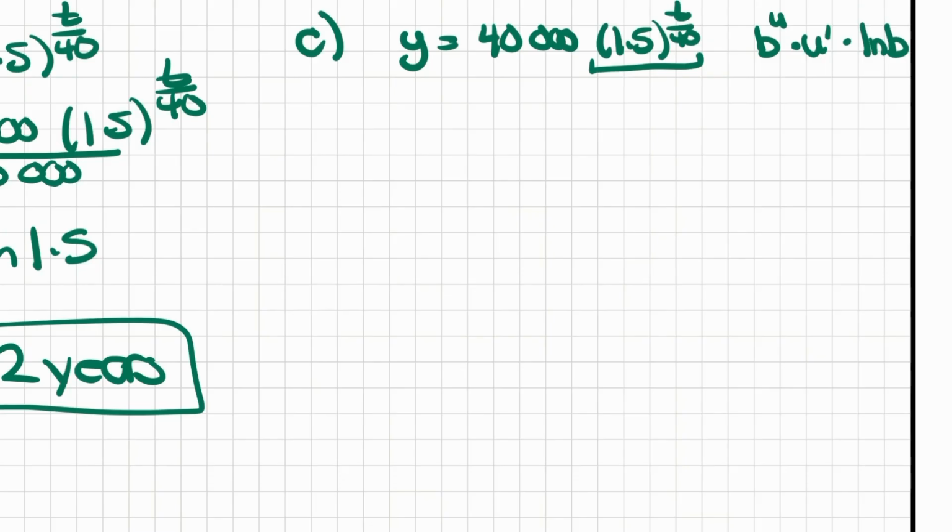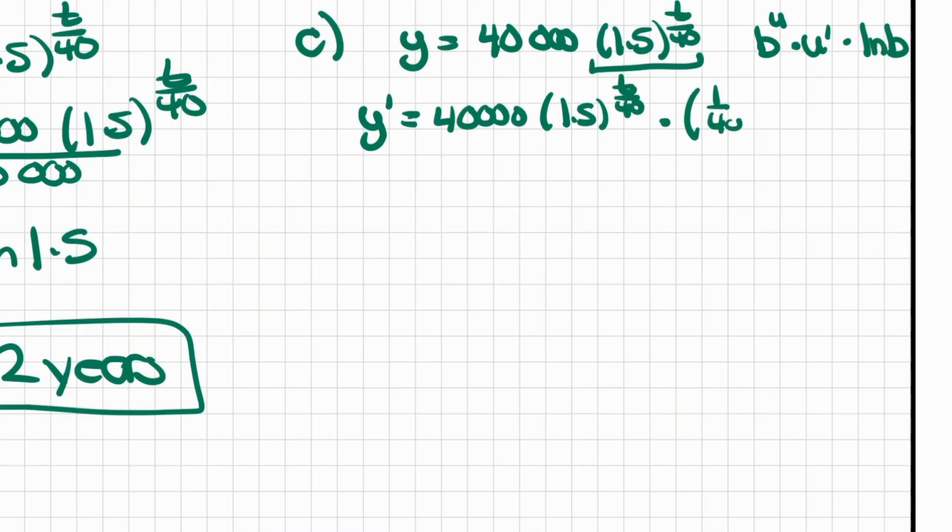Okay, so let's go back in and take the derivative. We've got the power rule or product rule happening. So we have 40,000 times 1.5 to the t over 40 times 1 over 40 times ln of 1.5. The derivative of t over 40 is 1 over the original 40.